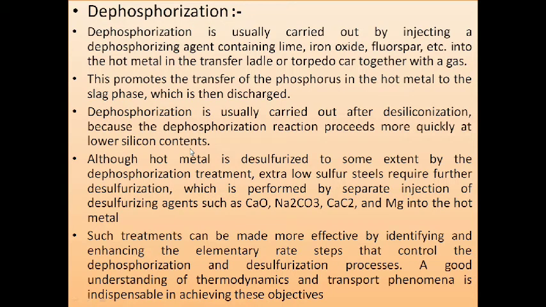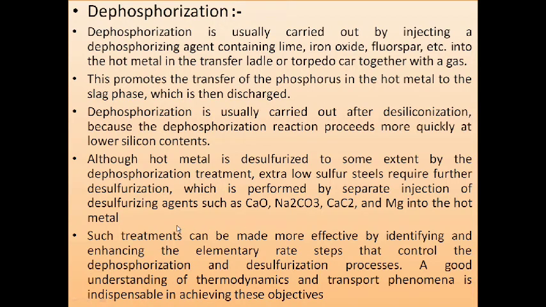So here this is the important part. First one is desiliconization, with this process happening. After that, the dephosphorization process happens. Although hot metal is desulfurized to some extent by the dephosphorization treatment, extra low sulfur steel requires further desulfurization, which is performed by separate injection of desulfurizing agents such as calcium oxide, sodium carbonate, calcium carbide, and magnesium into the hot metal.